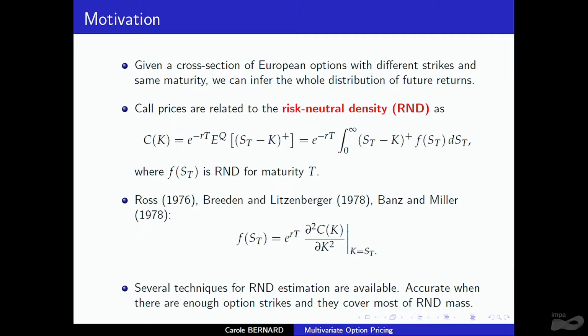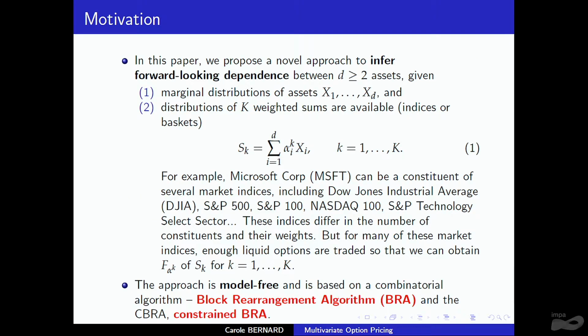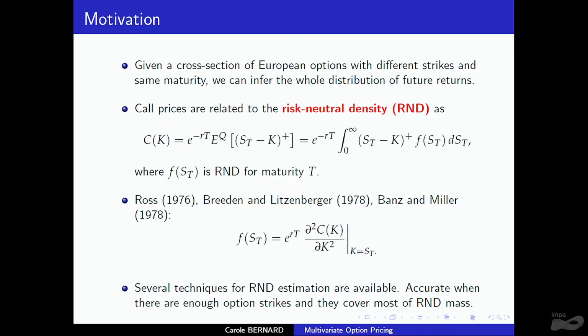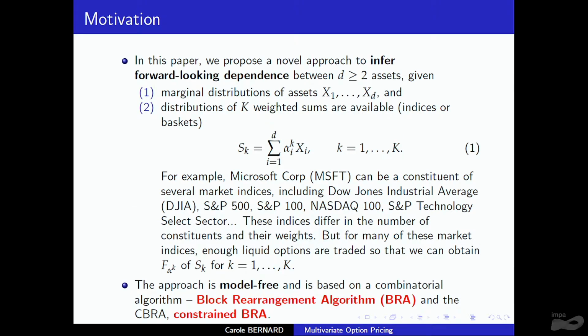And now we want to actually do this in a multivariate setting. So what do we know? What do we assume that we have access to? We assume that we have access to the marginal distributions of D assets. So we have options on these D assets, enough so that we can estimate well, using for instance this approach, the marginal risk-neutral densities of these D assets. And in addition, I assume that I actually know also the distribution of indices or baskets.